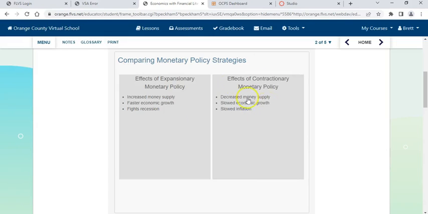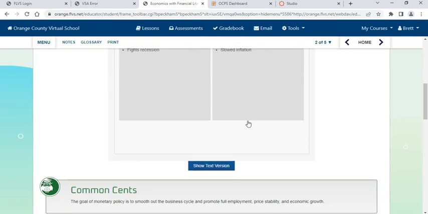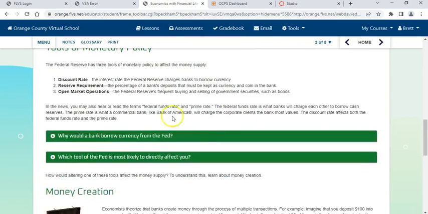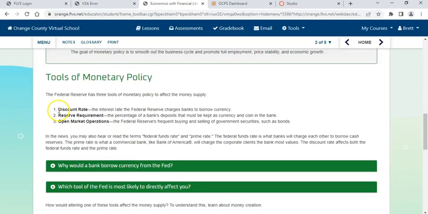But the Federal Reserve will actually want to shrink the economy and have less money out there, decrease that money supply, if we have a problem of inflation. If there's too much money out there, if prices are rising too rapidly, the Fed will want to decrease the money supply. The three tools of monetary policy are the discount rate, which is the interest rate at which the Federal Reserve loans money to other banks, and the reserve requirement, which is the percentage of money banks have to hold on to from their deposits before they can lend it out.